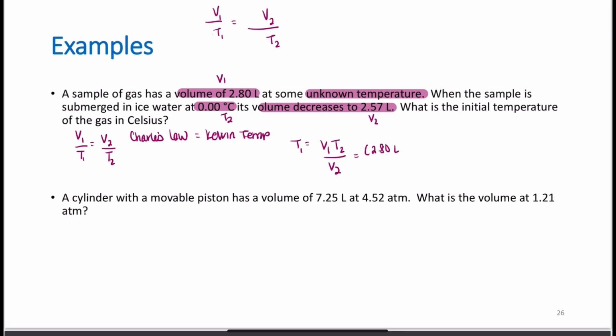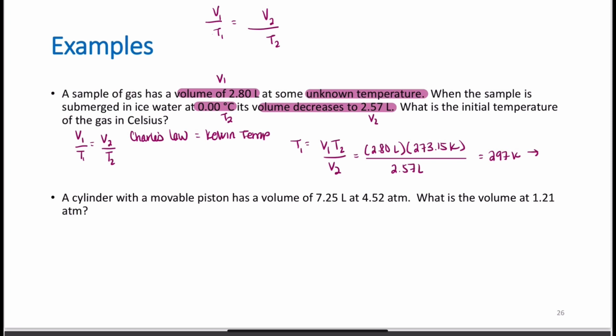V1 is 280 liters, or 2.80 liters. T1 is what we're trying to find. T2 is 0 degrees Celsius, or 273.15 K. We need this in Kelvin. Charles's law is valid under absolute temperature conditions, which is the Kelvin scale. Divided by 257, or 2.57, I apologize, I'm getting tired. 2.57 liters gives me 297 Kelvin.